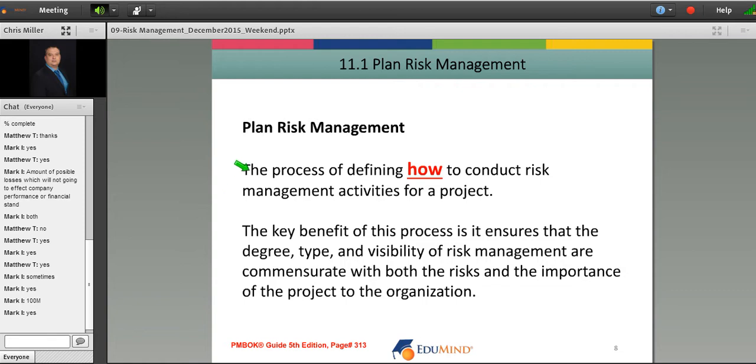All right, plan risk management. The process of defining how to conduct risk management activities for a project. Key benefit for this process is it ensures that the degree, type, and visibility of risk management are commensurate with both the risks and the importance of the project to the organization.